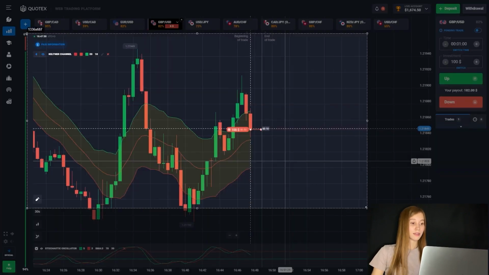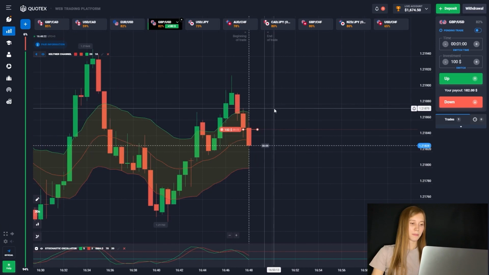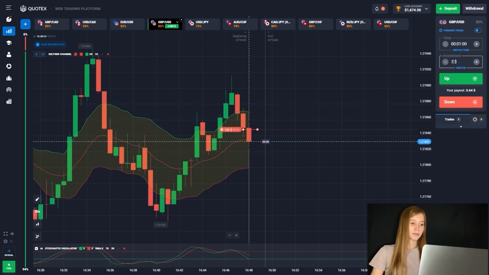We understand the systematic nature of the direction of movements, and the appearance of a red candle tells us about a decrease in the first place, as the stochastic gave us a signal to go down, and we also observe a push from the upper line of the channel to go down. So based on this, I think the movement should go down. And let's see the movement.